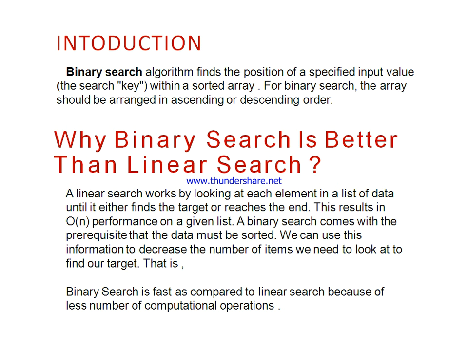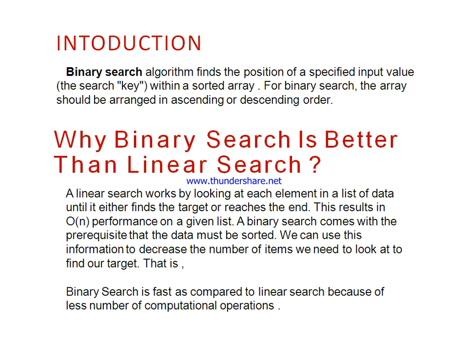But in linear search, you always compare the element from the beginning of the list to the end of the list to find whether it exists or not. That always takes n iterations to process. But how can we minimize those iterations, and also the time and space complexity, by using binary search? So here you can see binary search finds the position of the specified input value within a sorted array. For binary search, the array should be arranged in ascending or descending order.